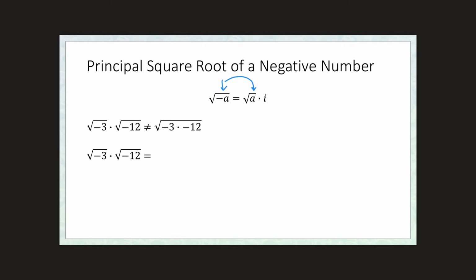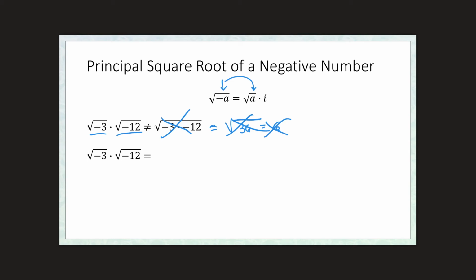So the square root of negative 3 times the square root of negative 12 cannot be rewritten as the square root of negative 3 times negative 12. If we kept going with that, we would have the square root of positive 36, which is just 6. And that is not true.